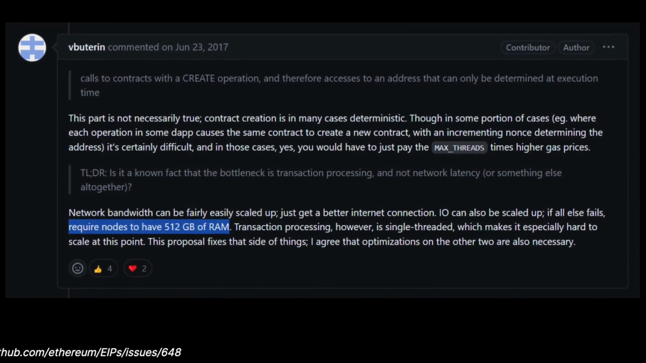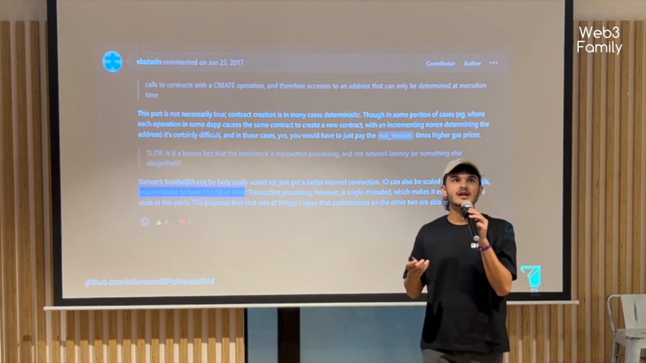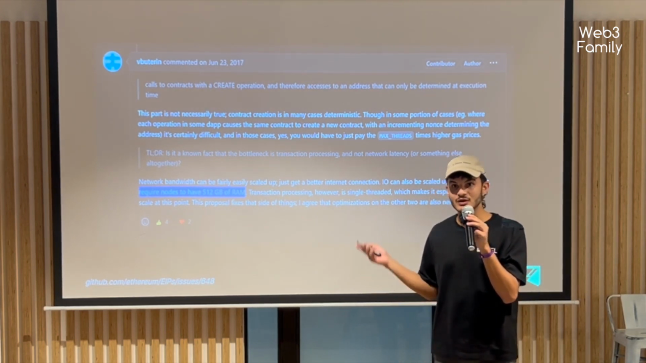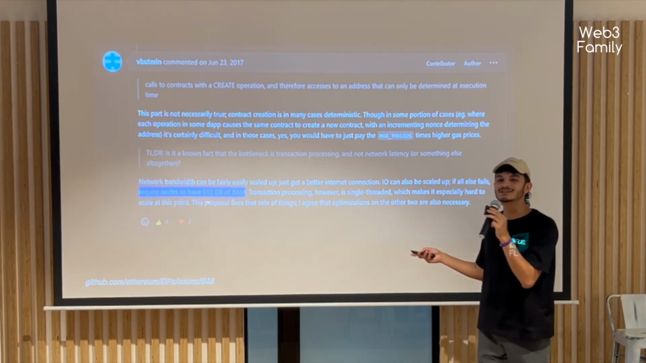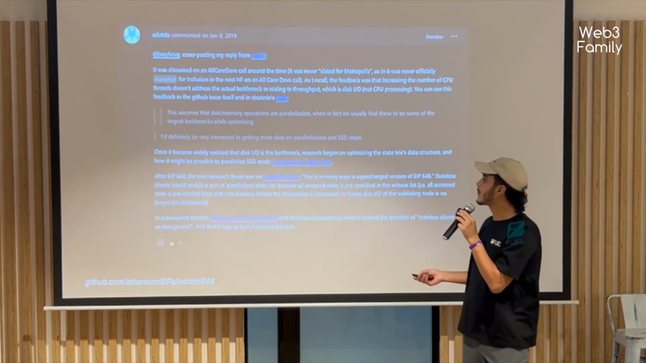Another nice takeaway from this issue is Vitalik suggesting that we require nodes to have 512 gigabytes of RAM. This is what I'm talking about. If you're trying to build nodes like this, you cannot expect to have decentralization, because nobody in the retail space is able to run this kind of hardware.